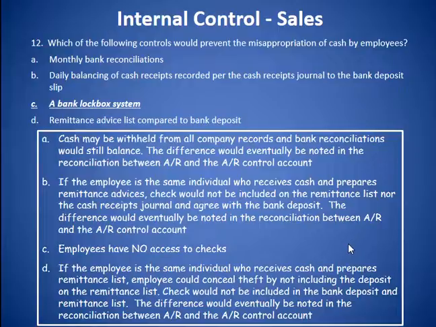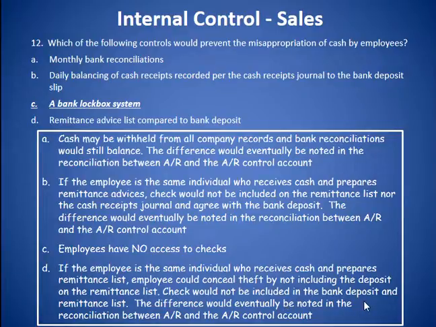B, if the employee is the same individual who receives the cash and prepares the remittance advices for the company, that check would not be included on the remittance list, nor the cash receipts journal. Basically the difference would eventually again be noted in a reconciliation between the accounts receivable control account and the general ledger account, but again that would take time.